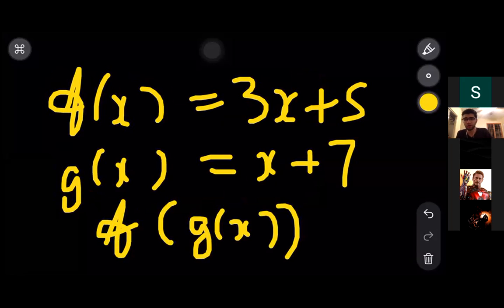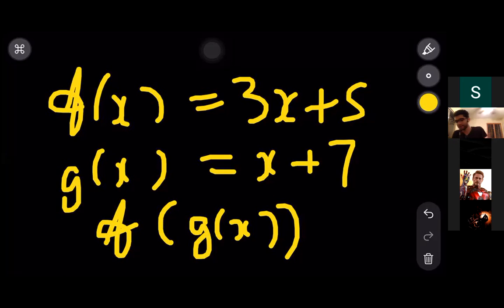So basically what I want to do is take a number and send it to the g factory first, which will do x plus 7. I take the answer and put that answer into the f factory. So I start with the number, apply the g operation first and then the f operation. So it is f of g of x.